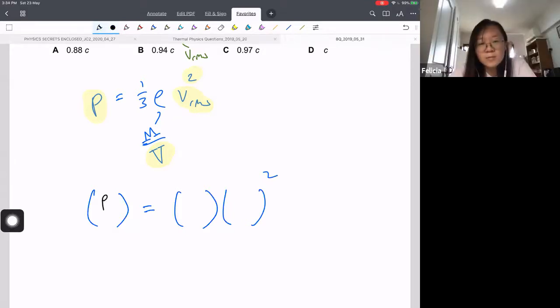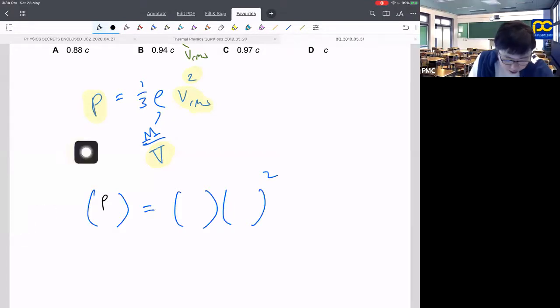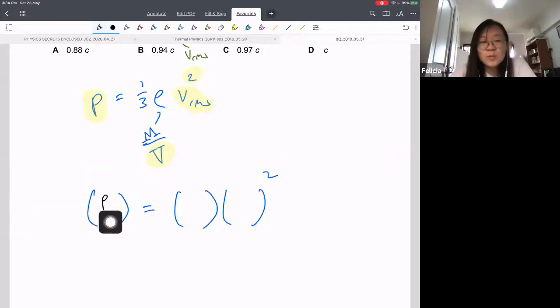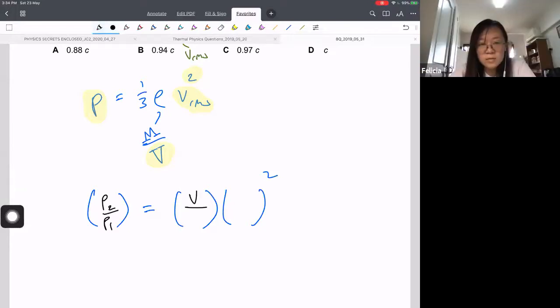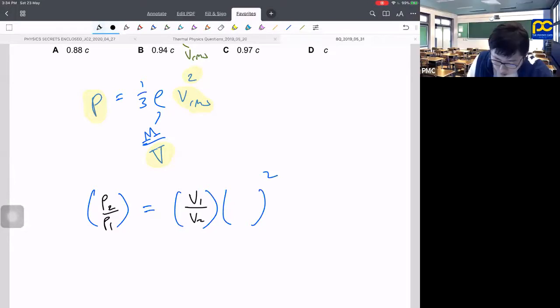Will be P what over P what? P2 over P1. Up to you, actually up to you. P1 or P2, P2 or P1. Then the next one here, what's this? Volume, right? Yeah. Volume, what should be on top? V1. V1 on top, V2 below, okay?